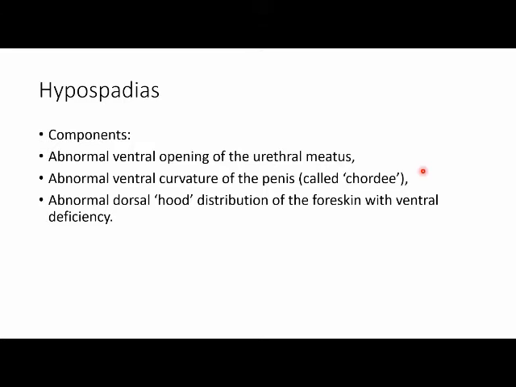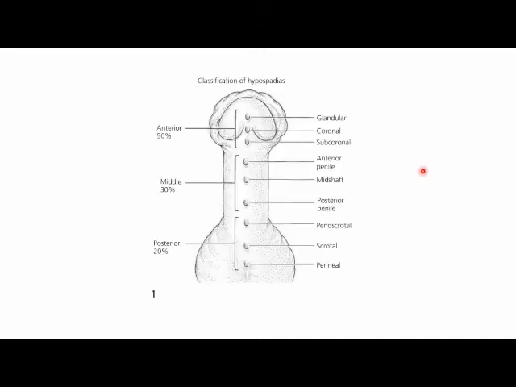Coming to hypospadias, basically it has got three major components. That is, one is an abnormal ventral opening of the urethral meatus, an abnormal ventral curvature of the penis called as chordee, an abnormal dorsal hood distribution of the foreskin with the ventral deficiency of the foreskin. That is called as a dorsal hooding.